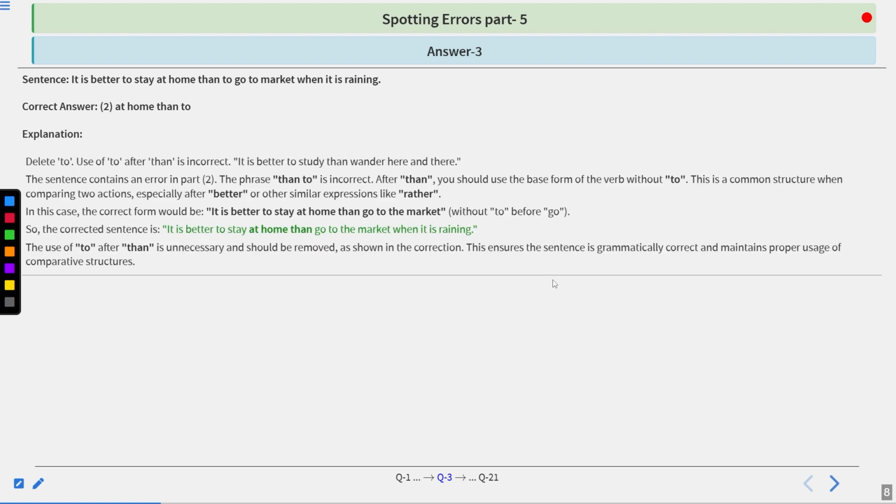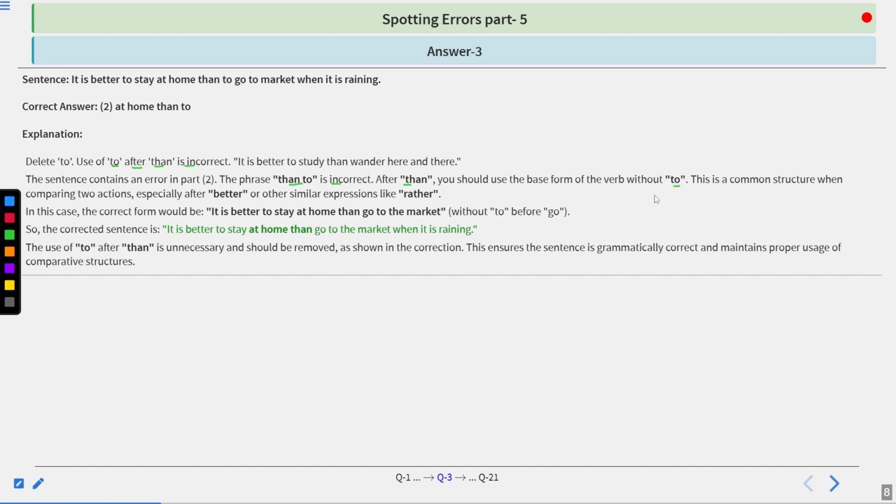The explanation is: delete to. Use of to after than is incorrect. It's better to study than wander here and there. The sentence contains an error in part 2. The phrase than to is incorrect. After than, you should use the base form of the verb without to.